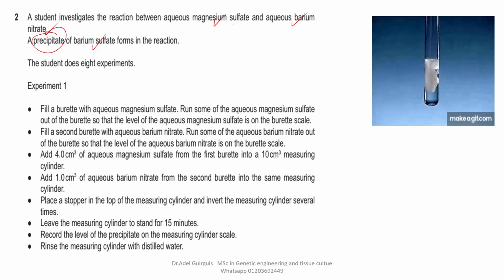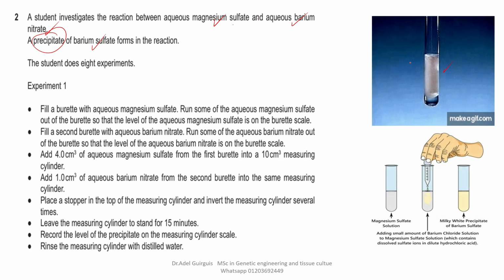Look at the experiment here. When we add both solutions together, an immediate white precipitate of barium sulfate is formed. Also with the same magnesium sulfate solution, if we dispense drops of barium nitrate or any salt of barium, like barium chloride, an immediate precipitate of barium sulfate is formed at once.